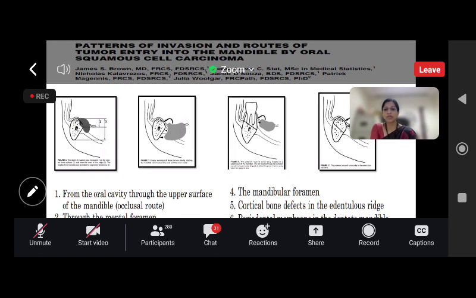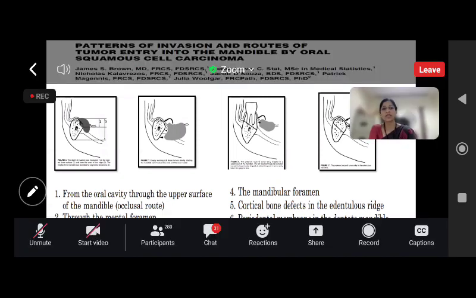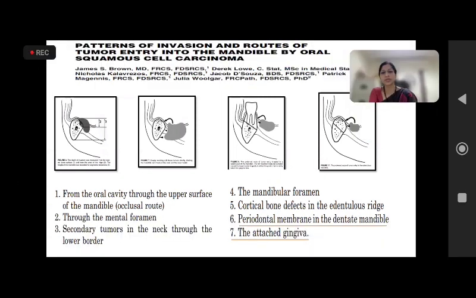But the most important thing is the point of abutment that we have to remember. And depending on the point of abutment, we decide whether we have to do a marginal or we have to do a segmental mandibulectomy for the patient.